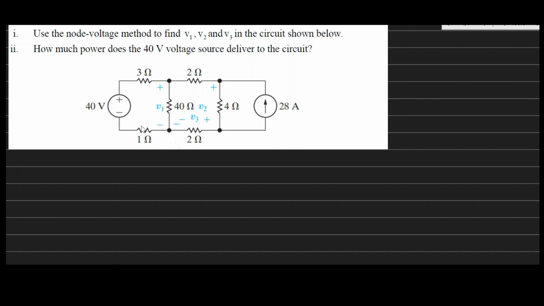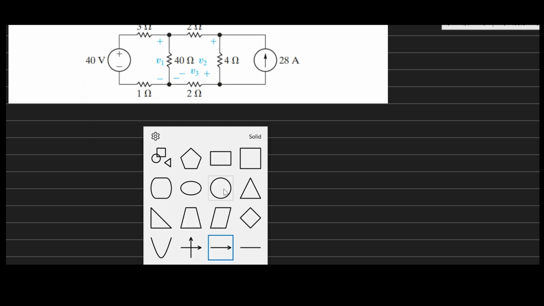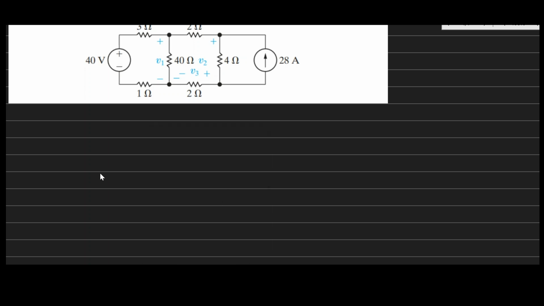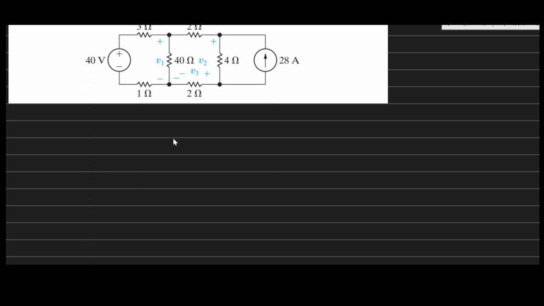If you notice, the 3 ohm resistor and the 1 ohm resistor are in series. So I'm going to combine the 1 and the 3 to form one resistor. They're in series, as you can see, the same current passes through them. So let me redraw the circuit.